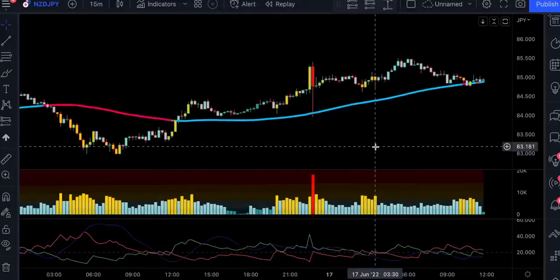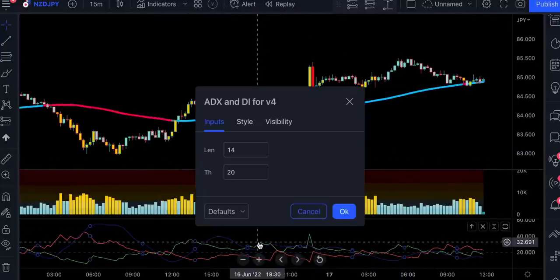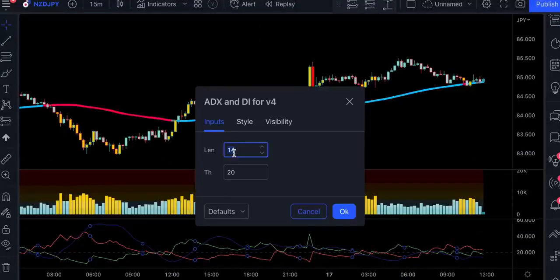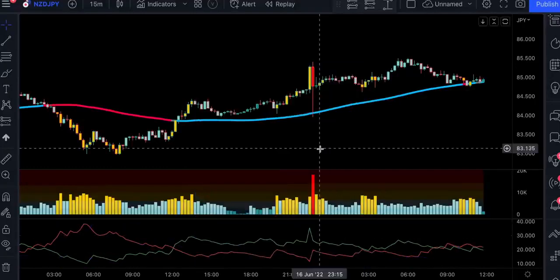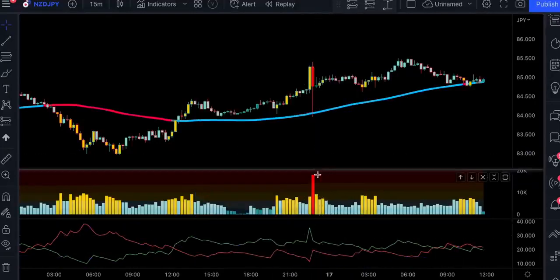Now let's adjust the settings on the ADX. We want to change these parameters from 14 to 25 and from 20 to 30. In the style section, let's remove this ADX and the level. The volume indicator is going to be on the default settings.